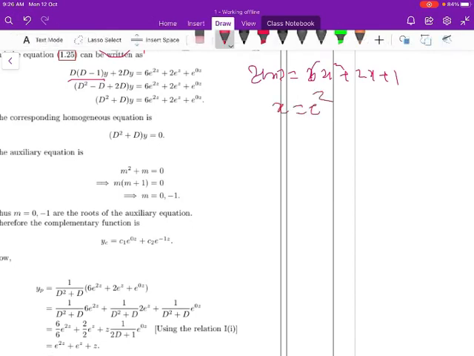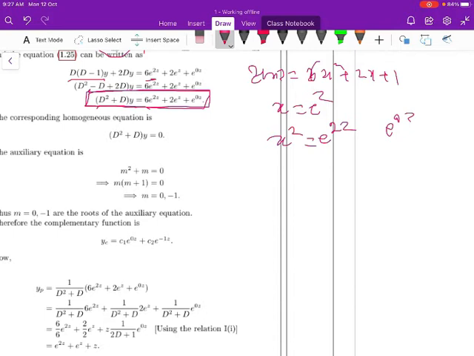You know the transformation we have taken is x = e^z, so x² becomes e^(2z). Therefore on the RHS we have 6e^(2z) + 2 into x, which is nothing but e^z, plus 1, which can be written as e^(0z). e^(0z) is 1. After simplification we will have (D² + D)y = 6e^(2z) + 2e^z + e^z. So this is a second order non-homogeneous linear differential equation with constant coefficients.